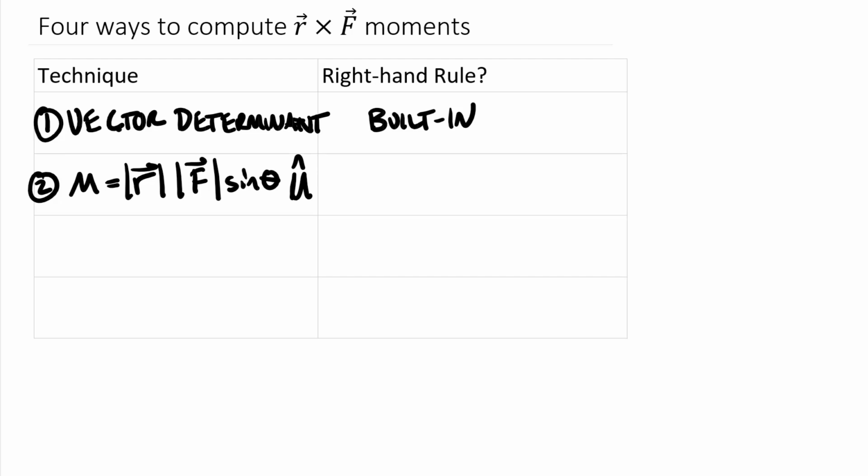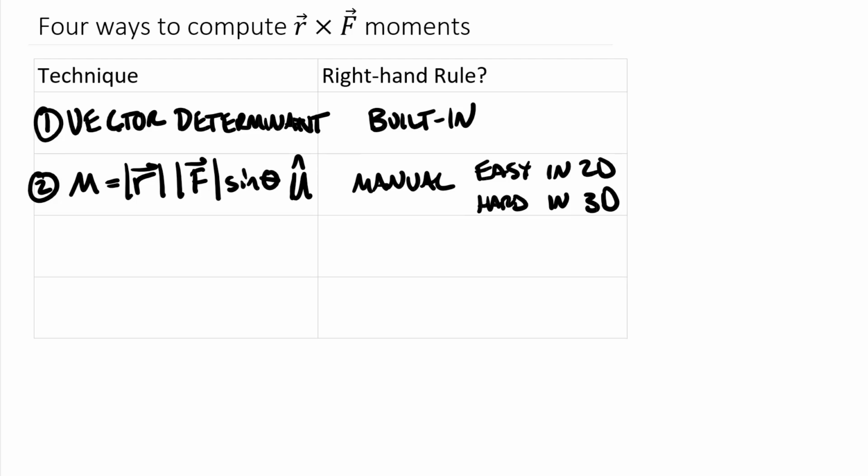Every single u hat in a 2D problem is going to be either in the k hat coming out of the page or in the negative k hat going into the page. So while using the right-hand rule for this equation is a manual process, it is easy in 2D, but hard in 3D. Okay, so I wouldn't use this equation ever in 3D, and I would honestly rarely use it in 2D, and we'll talk about that as we move forward.